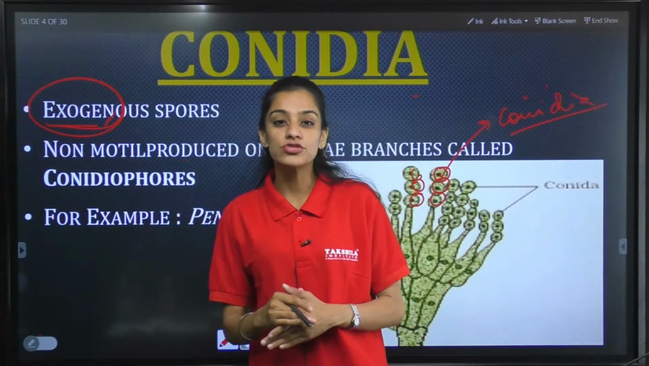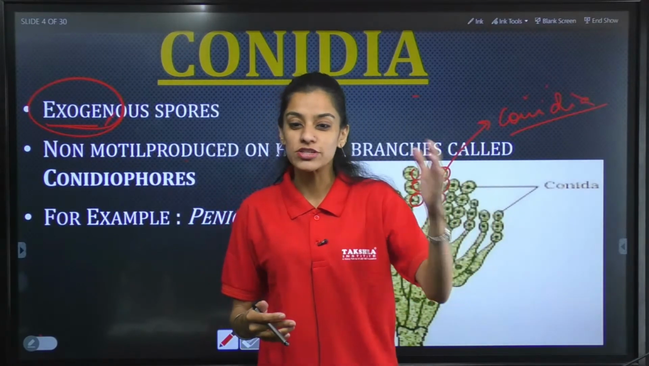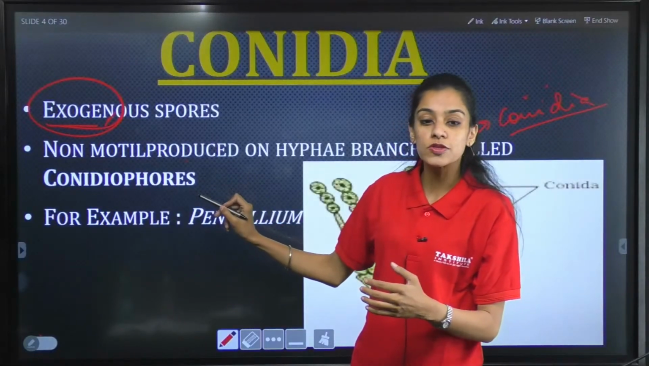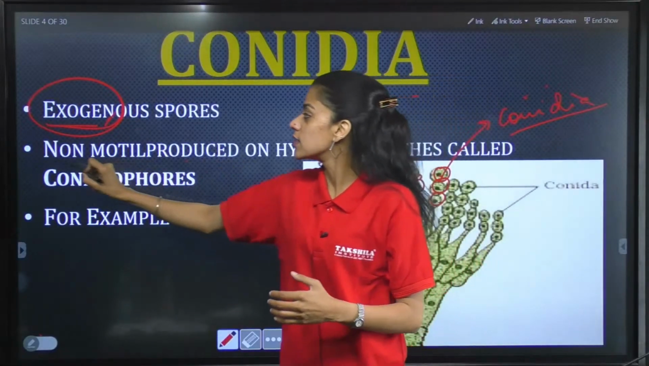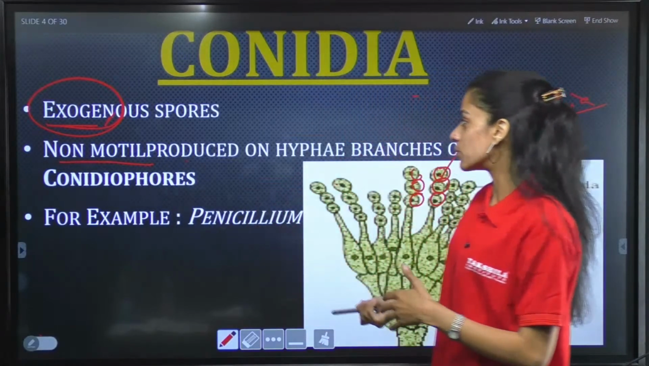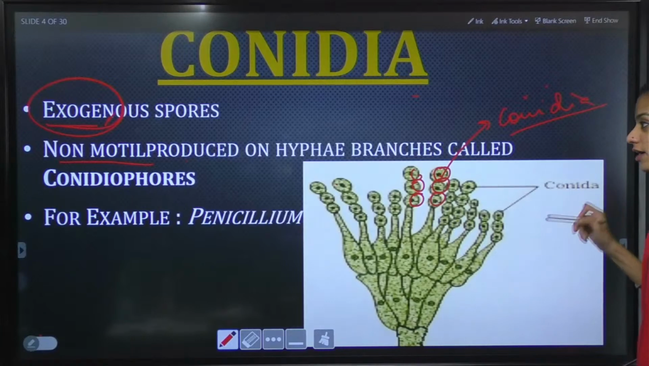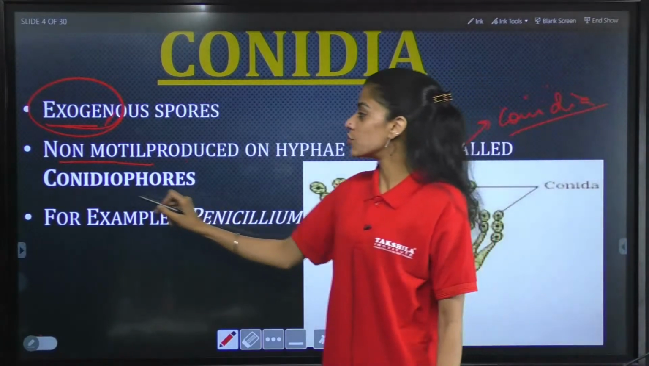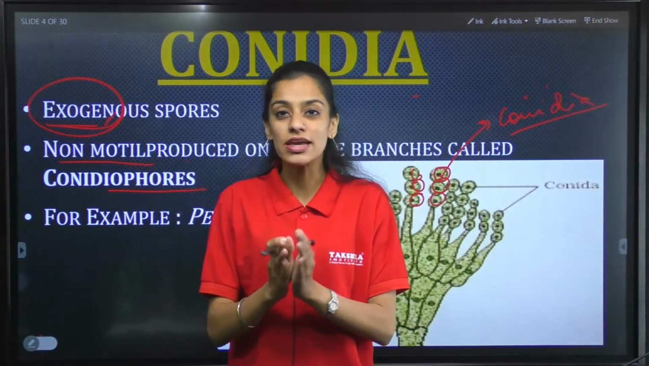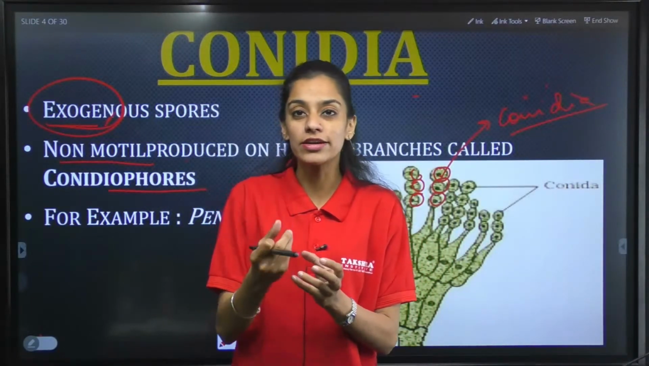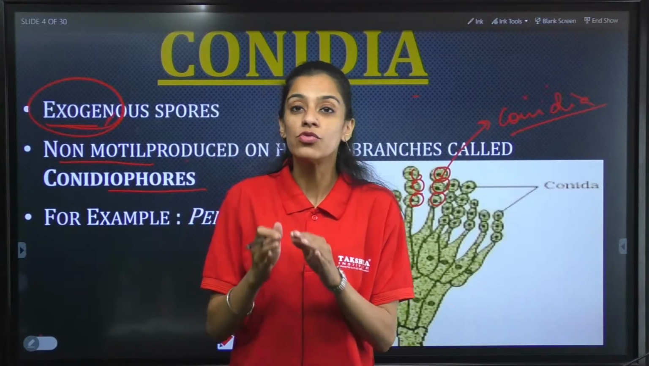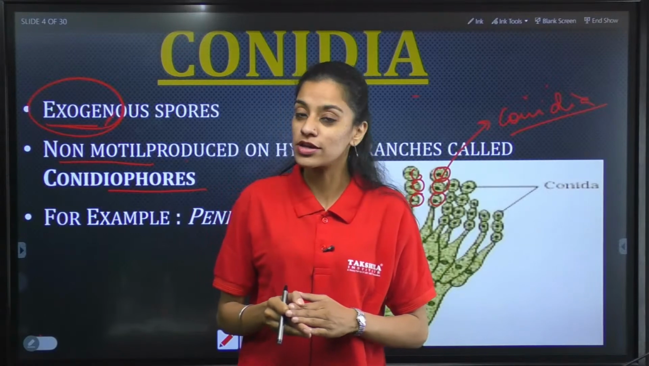Now again, if someone asked you the question, write the difference between the zoospores and the conidia, one thing that you're going to write is endogenous and exogenous. The other thing that you have to write is that the zoospores are motile structures, whereas the conidia are non-motile, which are produced on the hyphal branches, which are known as conidiophore. So conidiophore, we can say, is a kind of anchorage on which these conidia develop. They are referred to as your conidiophore.